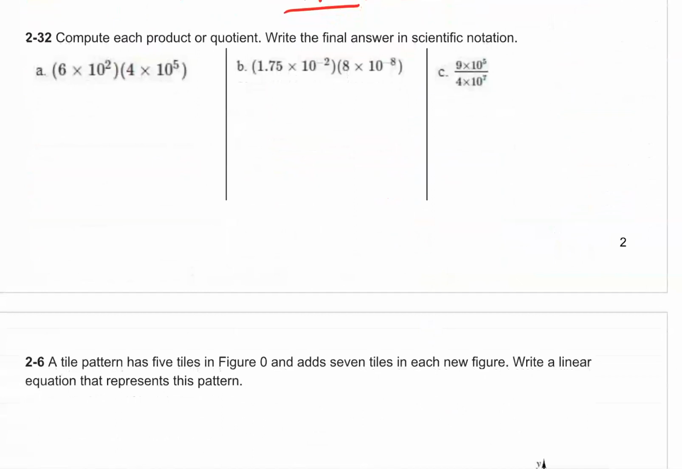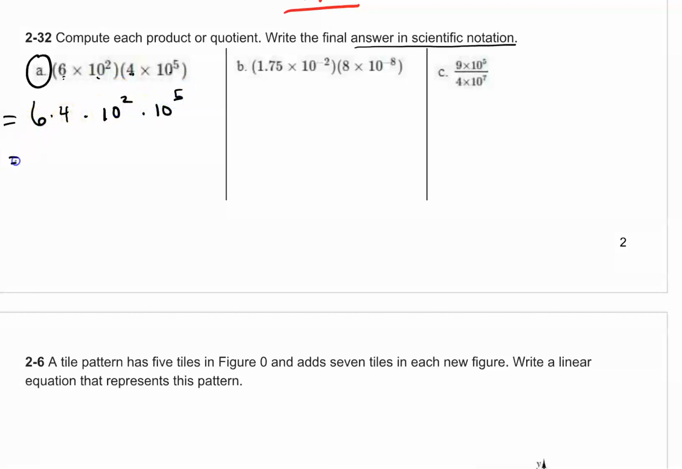2-32. Try A. So A, we're multiplying numbers, and the answer needs to be in scientific notation. Okay, so I'm going to rearrange a little bit. This is 6 times 4. We'll multiply these two numbers. And then we'll multiply the powers of 10. So that's 10 squared times 10 to the power 5.